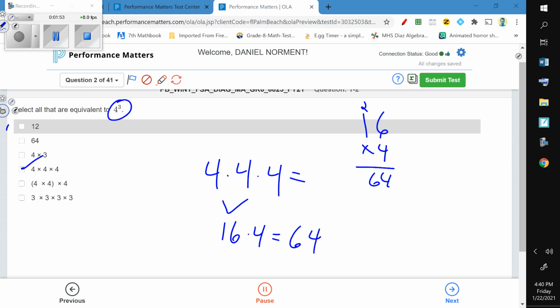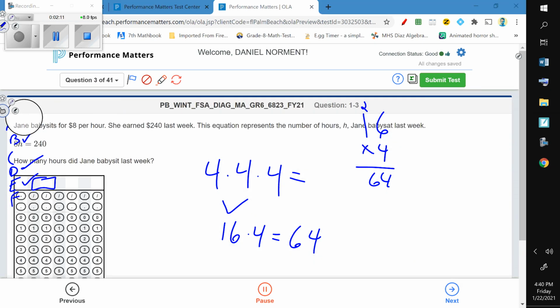So this works. Let's call this A, B, C, D, E, and F. So B works, D works, and this is the exact same thing. You can multiply 4 times 4 to get 16, and 16 times 4 is 64. So those are the 3 correct answers.